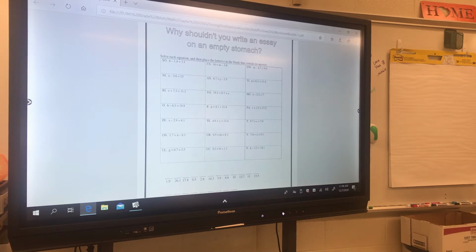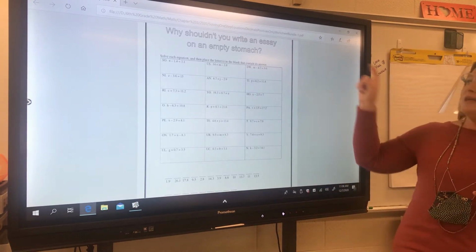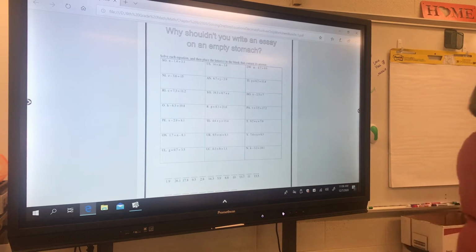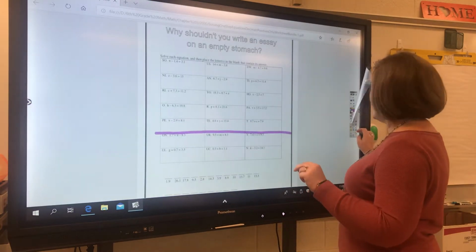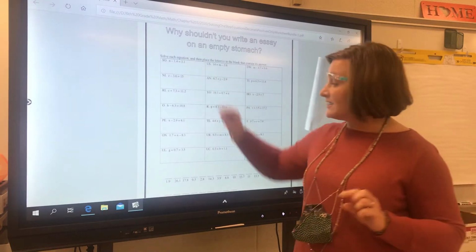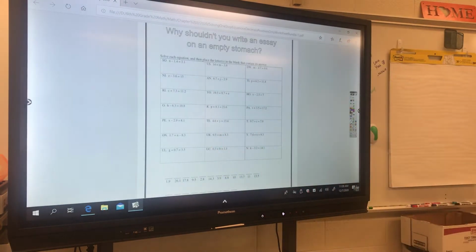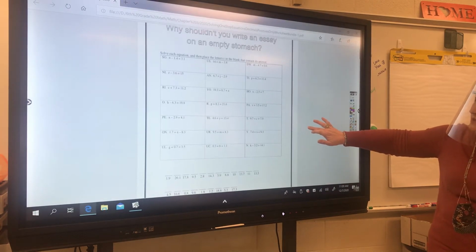Okay. So today, what we're going to do, this paper is a riddle. It says, why shouldn't you write an essay on an empty stomach? And each problem has more than one letter, okay? If you look, the first one has the letters S-O. So everywhere we see the answer, we're going to write S-O at the bottom, okay?